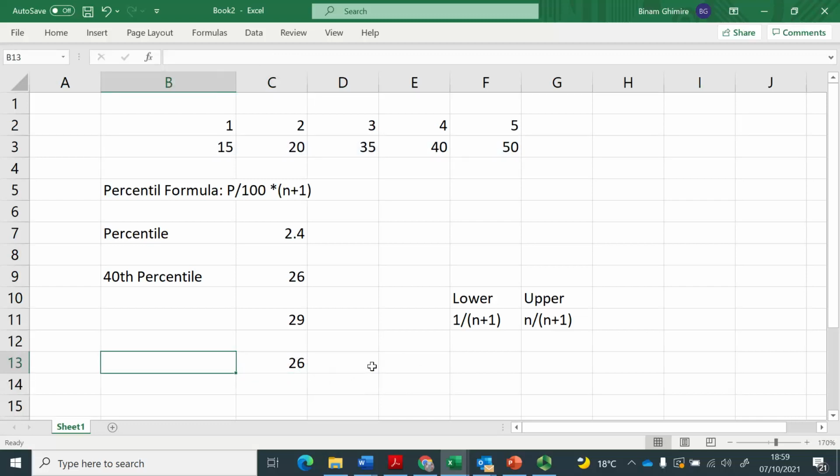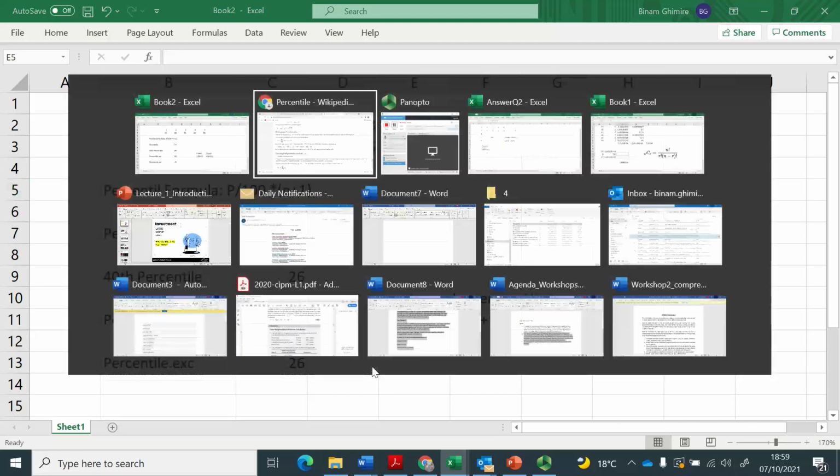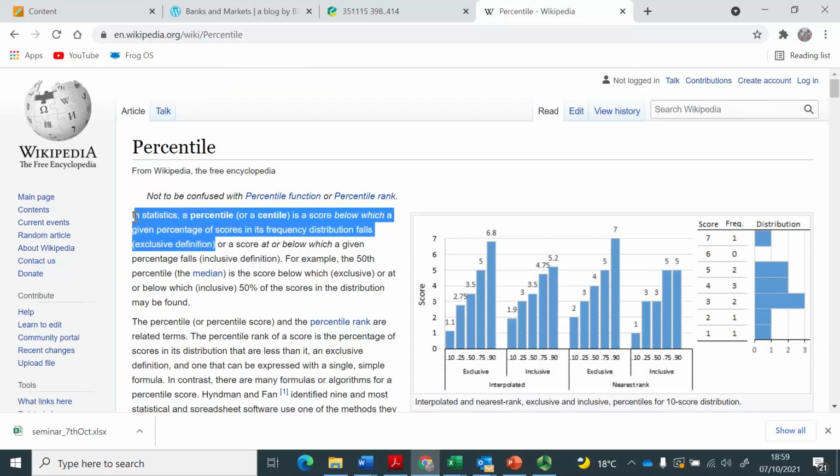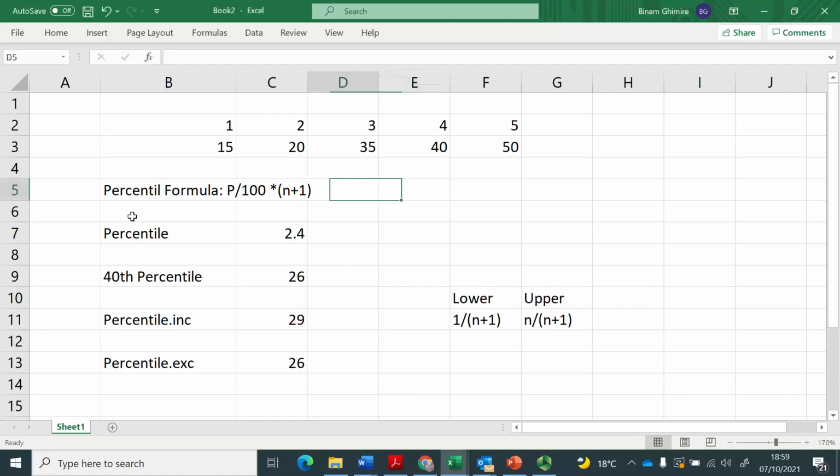So this is using percentile.exc, and this was using percentile.inc. Remember, what is the proper traditional definition of percentile. The traditional definition I just said to you to read in wiki here. The first part, which is the exclusive definition, is actually the traditional percentile definition. Some time ago, Excel only had the percentile without INC or EXC.